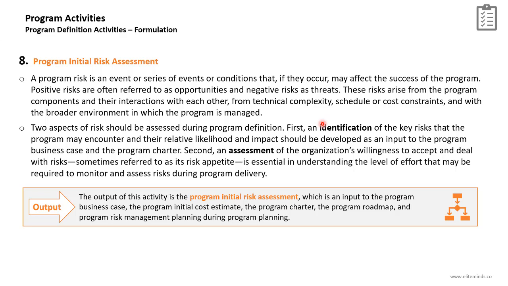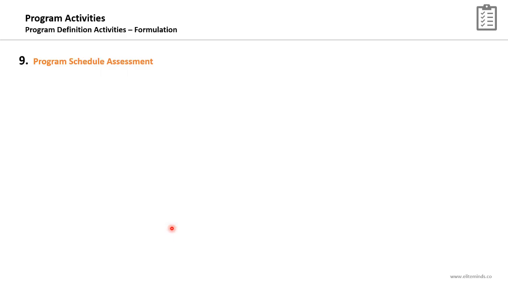The output of this supporting activity is the program initial risk assessment that will be an input to the program business case, an input to the program initial cost estimate. Risks might impact the program cost. There will be inputs also to the program charter, to the program roadmap, and to the program risk management planning.